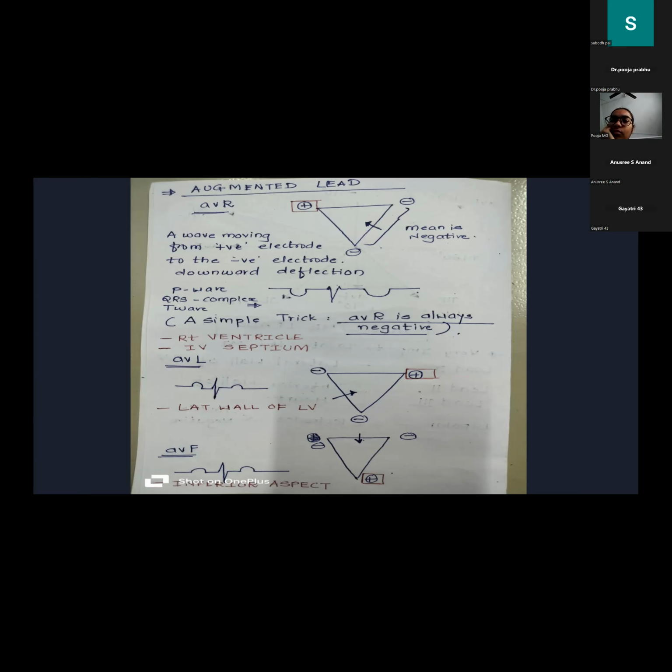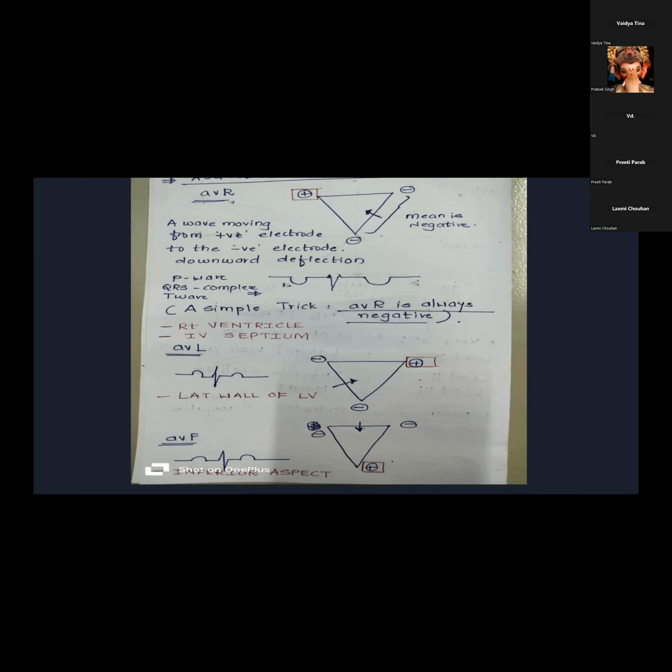Firstly, you have to check if leads are properly placed or not, and secondly, you have to check if the patient has any symptoms. Now, what does AVR represent? It represents the right ventricle. So you have to check if the patient has any abnormality corresponding to the right ventricle. Also, it represents the interventricular septum. The trick here is AVR will always be negative.